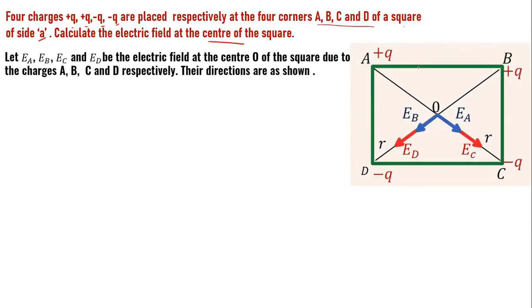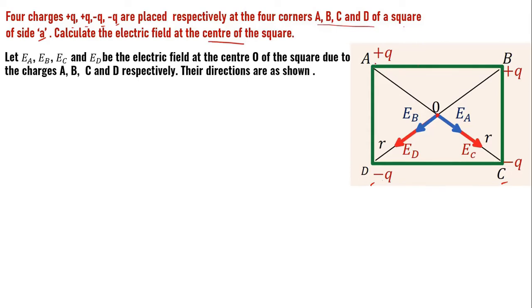Here A, B, C, D are placed at the corners of a square. Plus Q and plus Q are placed at A and B respectively. Similarly, minus Q and minus Q are placed at D and C respectively. I think this will be clear to you. Now, O is the center of this square, where we want to compute the net electric field. Let us see step by step.